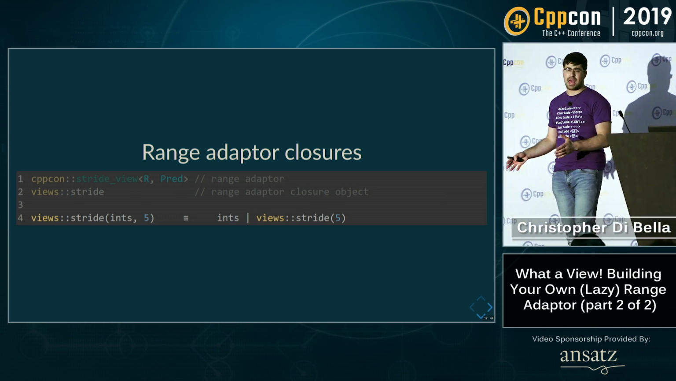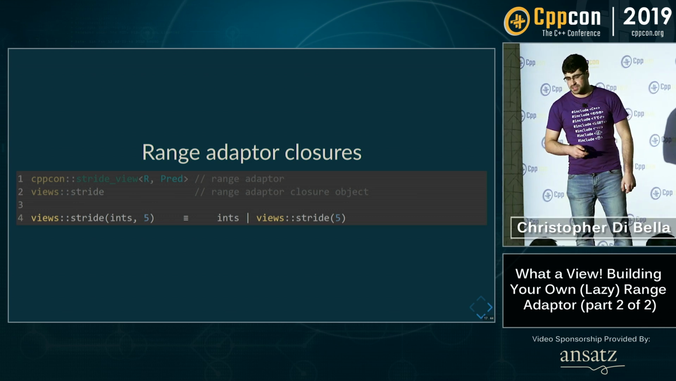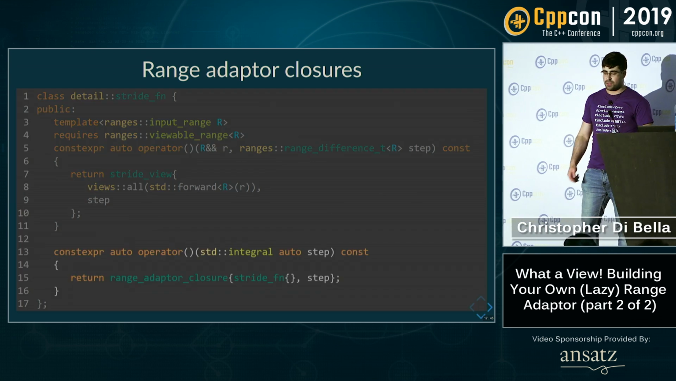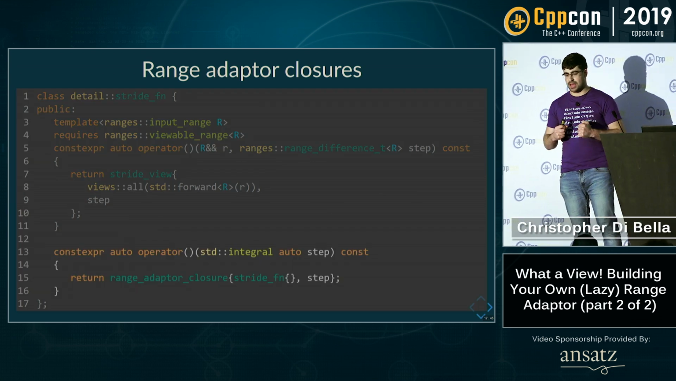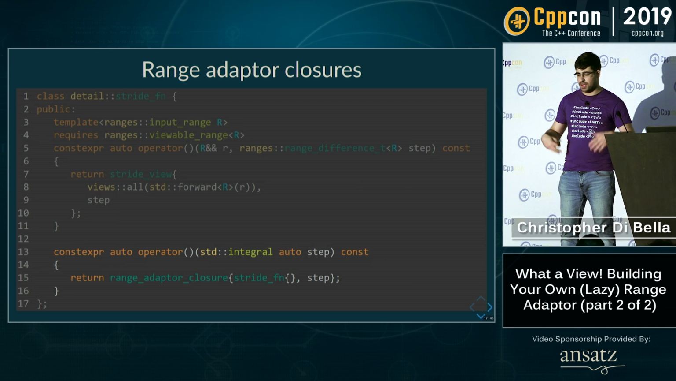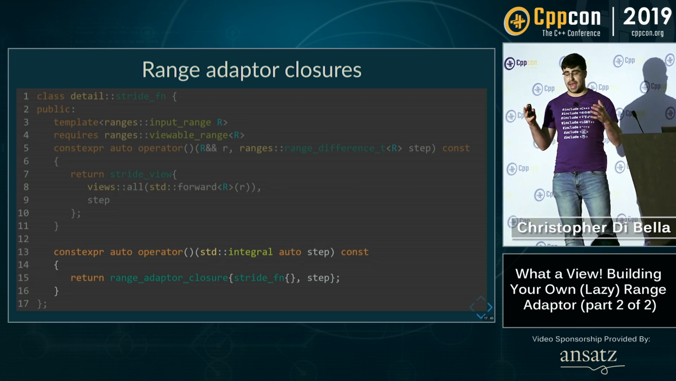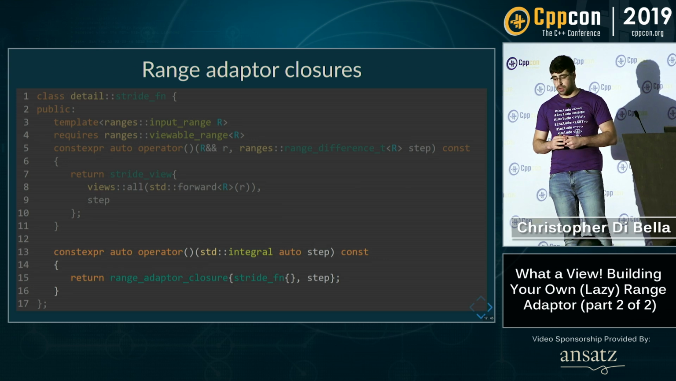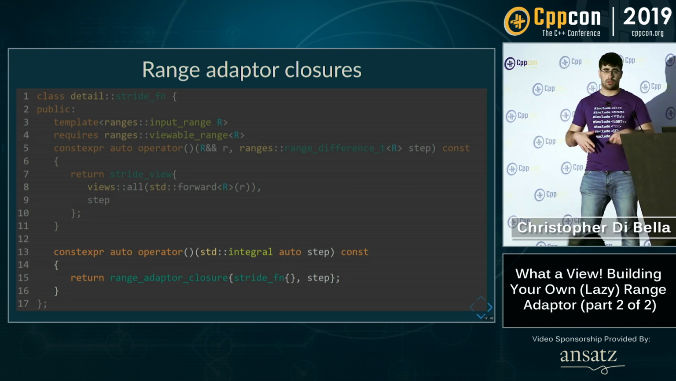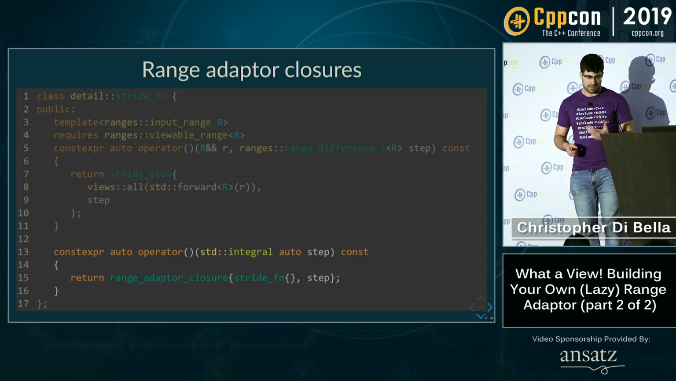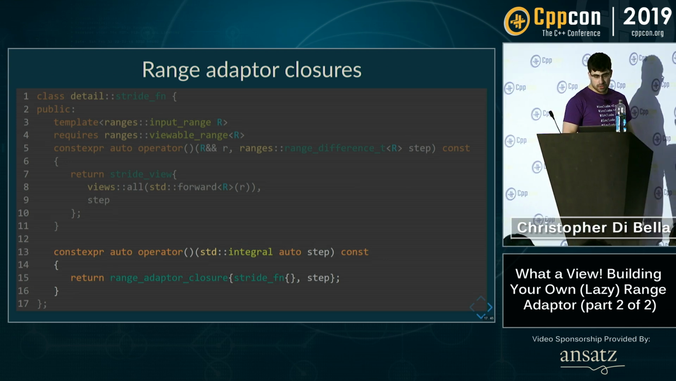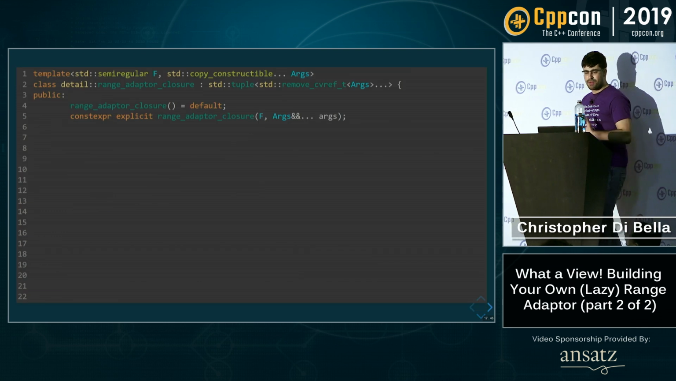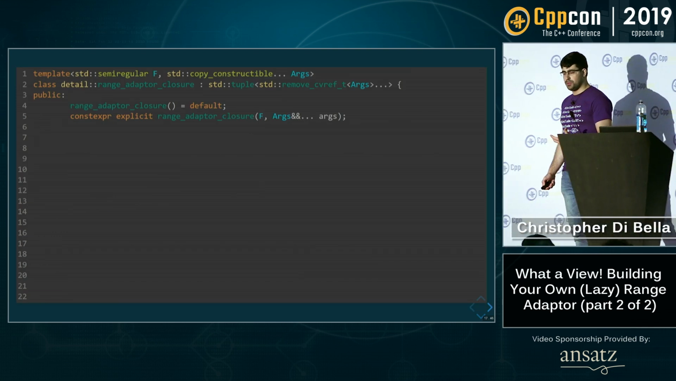But what we really want to have is also the other side, where we can pipe ints into stride of 5. And so the way we do that is we return a call operator where we take an integral and we have this thing called a range adapter closure. And this is where all of the fun stuff happens. So we're now going to build the range adapter closure. And the range adapter closure is derived from a tuple.